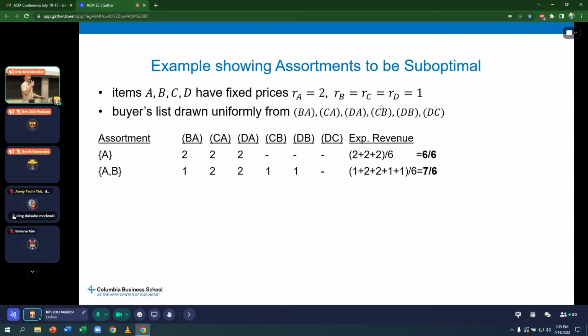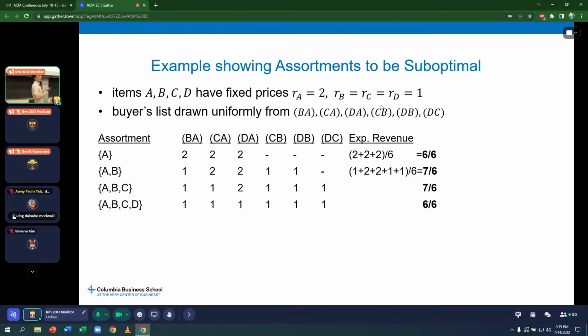And so I can offer one of the cheaper items, B, to increase my market share. But as you can see, I've now caused some cannibalization. This customer who had list BA, who previously paid me $2, is now only paying me $1. Nonetheless, I've managed to increase my expected revenue to 7/6. So you can play around with different assortments. If I offer 2 cheap items, then I capture the full market, but there's even more cannibalization. And at the end of the day, I can't overcome 7/6 expected revenue.